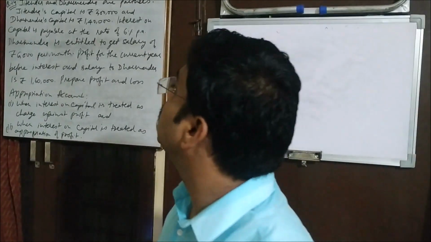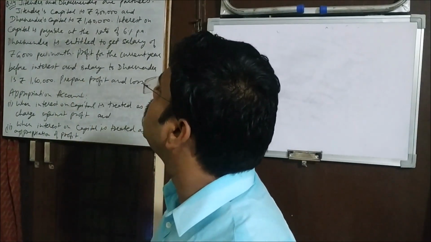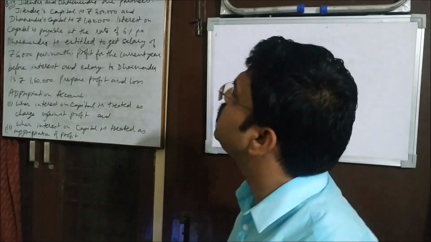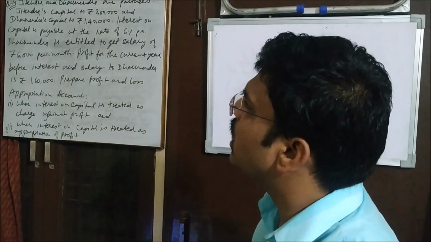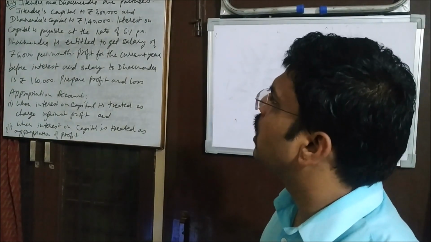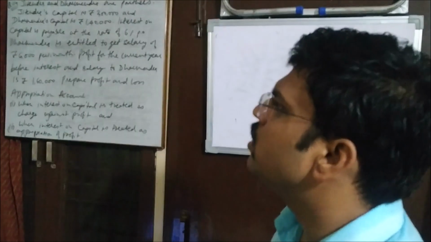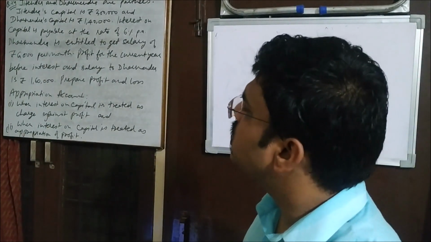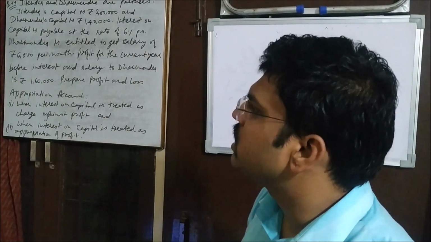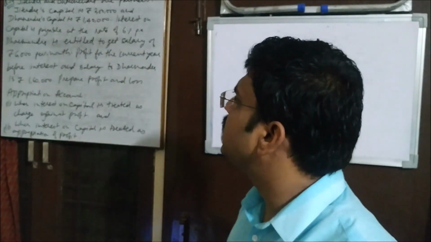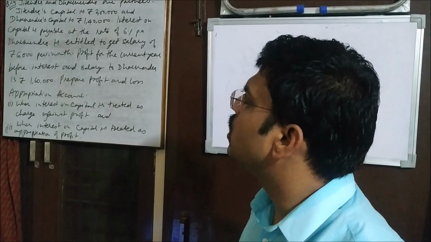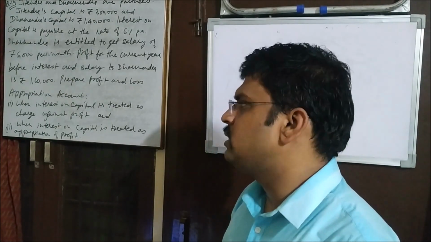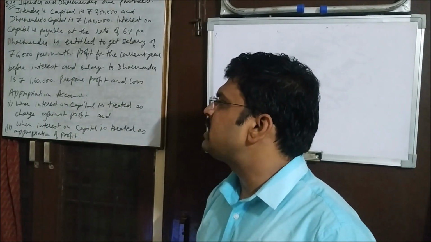Let's read the question. Jitendra and Dharmendra are partners. Jitendra's capital is rupees 2 lakh and Dharmendra's capital is rupees 1,40,000. Interest on capital is payable at the rate of 6% per annum. Dharmendra is entitled to get salary of rupees 6,000 per month. Profit for the current year before interest and salary to Dharmendra is rupees 1,60,000. Prepare profit and loss appropriation account.